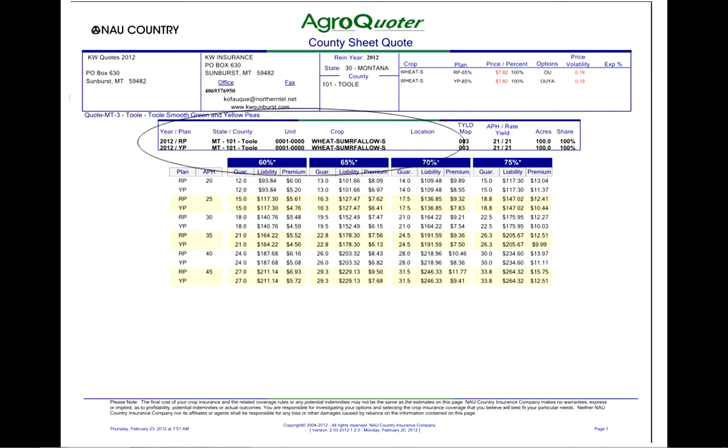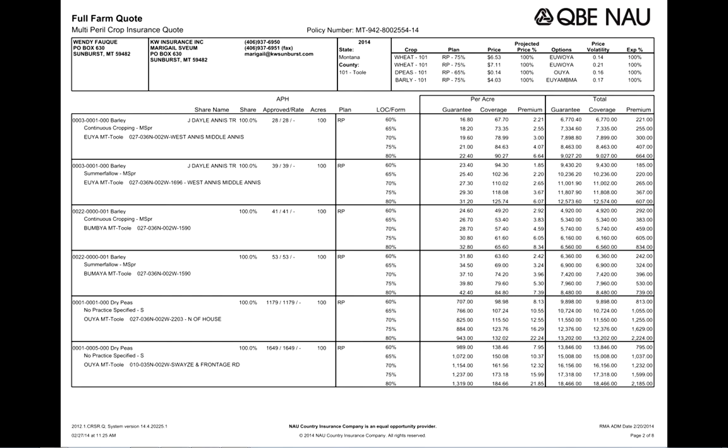I'm going to skip the county rate sheet because we are going to individual farm quoting for most of you guys. So this next page shows your full farm quote. Just a real quick explanation as to how these full farm quote sheets work. Here's all of your units listed over here. So this is unit 301 barley in this example. These are in enterprise units, which is what EU means on this quote sheet.